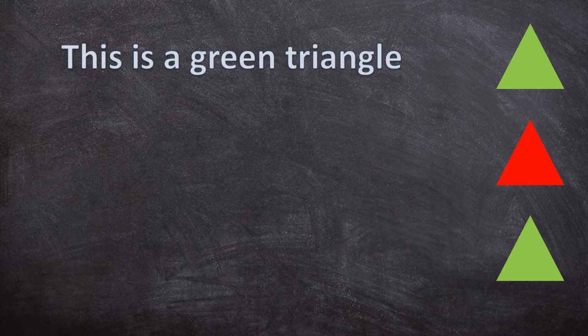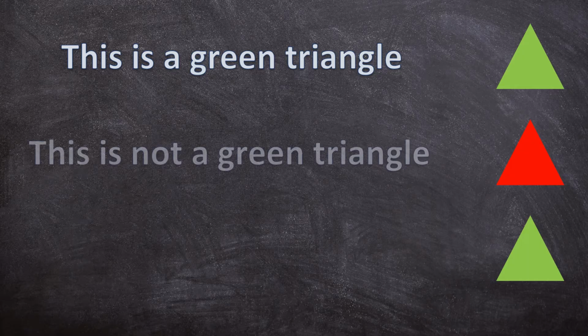Here are three triangles. Let's look at the first sentence. This is a green triangle. That is true. Let's say this is a positive sentence. This is a green triangle. Now let's take that positive sentence and we add a not. This is not a green triangle. So that makes this negative. We take the positive sentence, we add a not, and it's not a green triangle anymore.